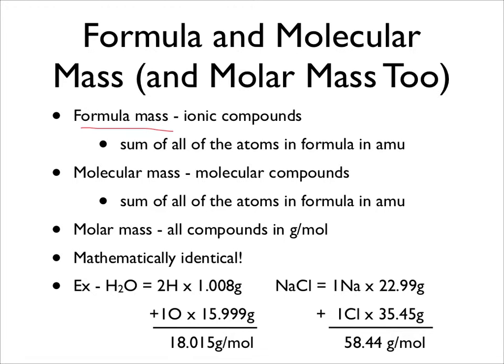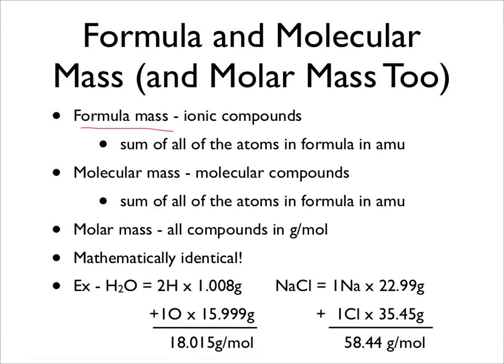Okay, so that's not dealing with moles. Then we have the molecular mass. Molecular mass is for molecular compounds, molecules, things that are non-metal to non-metal. This is the sum of all the atoms in the formula in terms of AMUs. So formula mass, molecular mass, we're talking about AMUs. When we say molar mass, it is every compound, molecular or ionic, in terms of grams per mole. So the molar mass is actually the most useful. However, they're all mathematically identical.